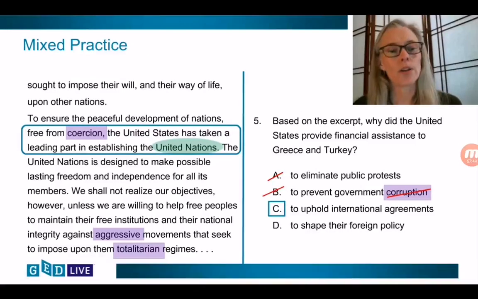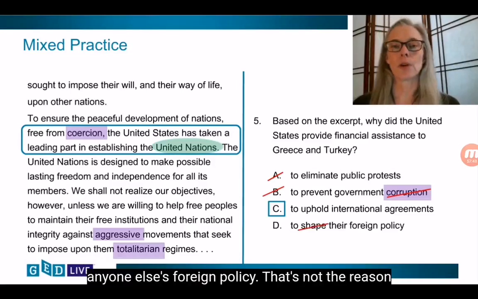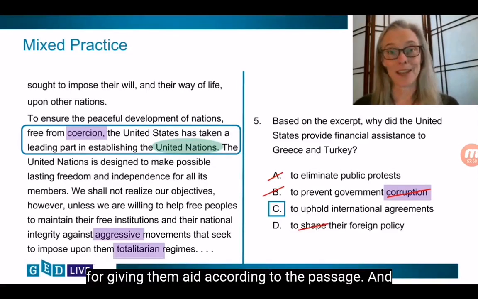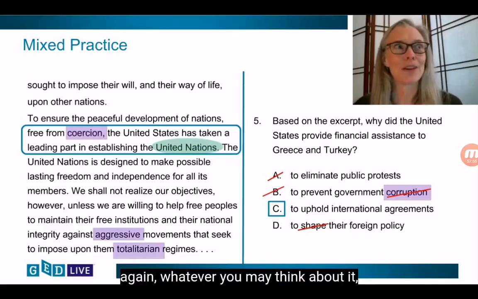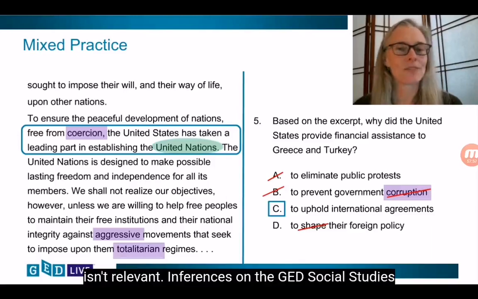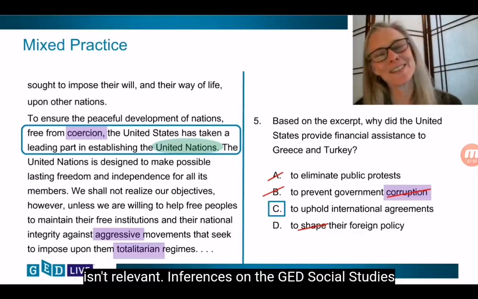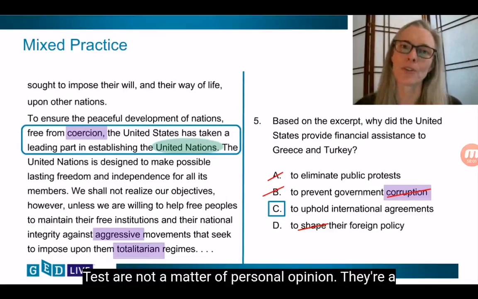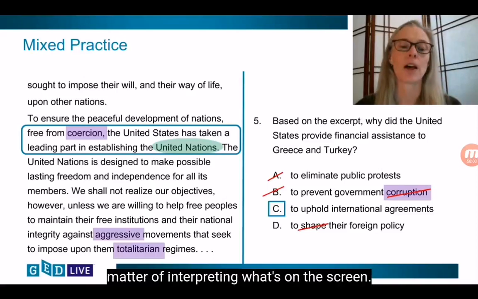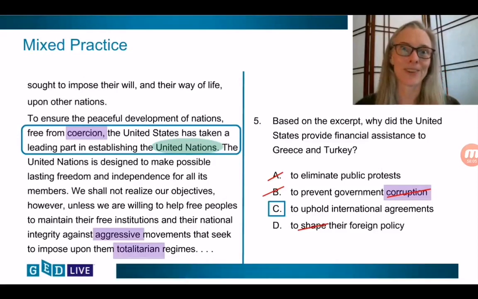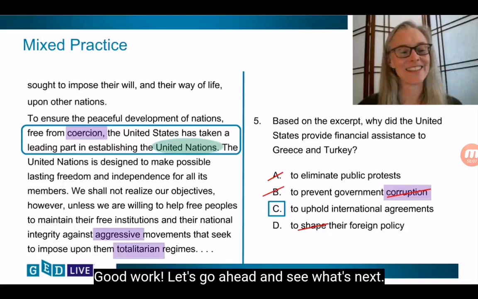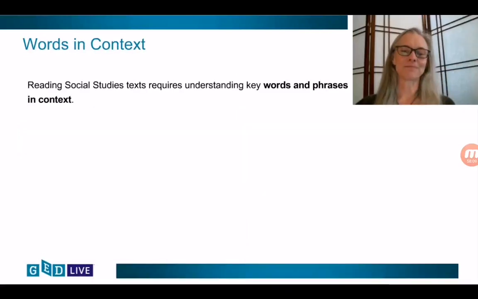But no, the United States did not want to shape anyone else's foreign policy. That is not the reason for giving them aid, according to the passage. And again, whatever you may think about it isn't relevant. Inferences on the GED social studies test are not a matter of personal opinion. They're a matter of interpreting what's on the screen. Okay. Good work. Let's go ahead and see what's next.